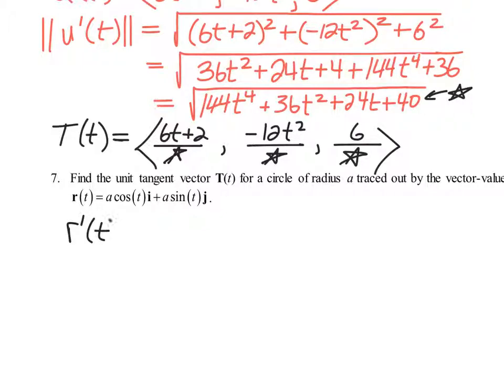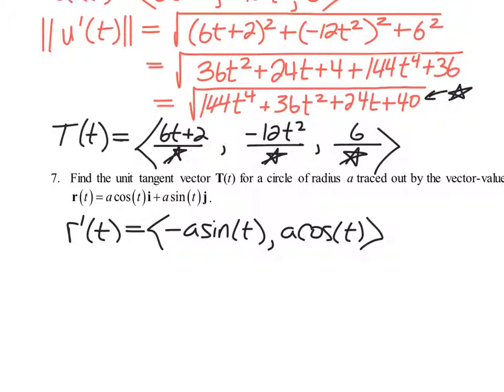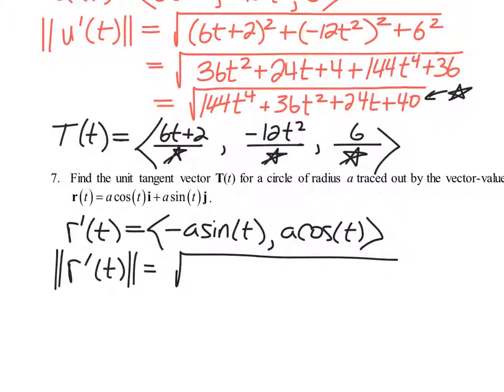R prime of t. Easy enough because we've done this like 5 times already now. So we're looking at negative a sine t and a cosine t. And then the magnitude of that is the square root of the sum of the squares. So negative a sine t squared plus a cosine t squared.